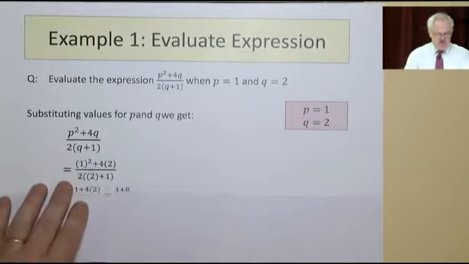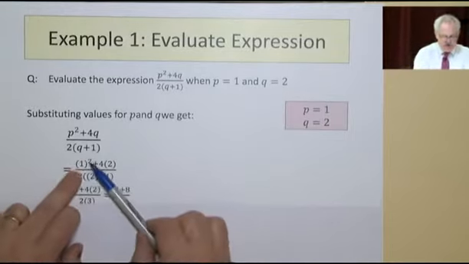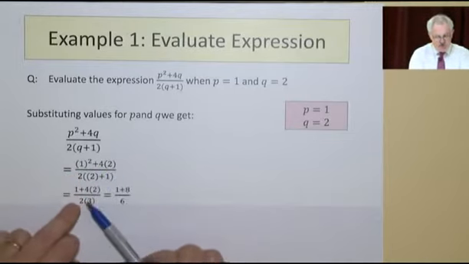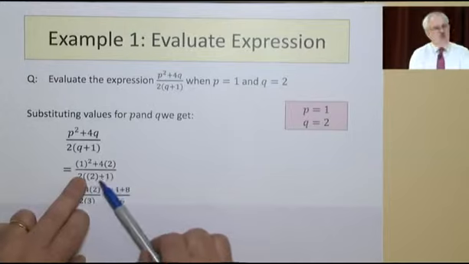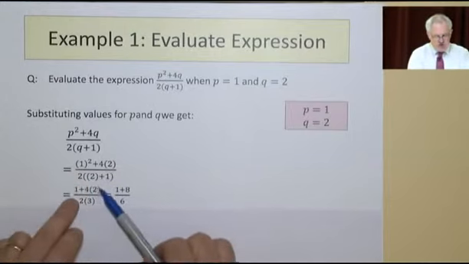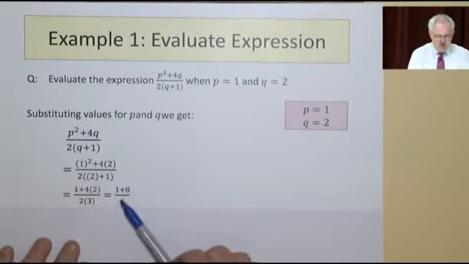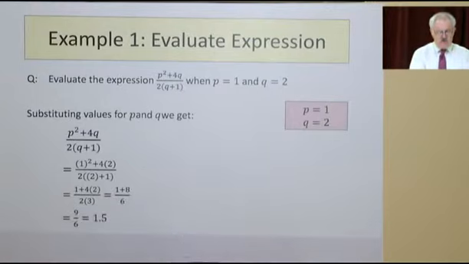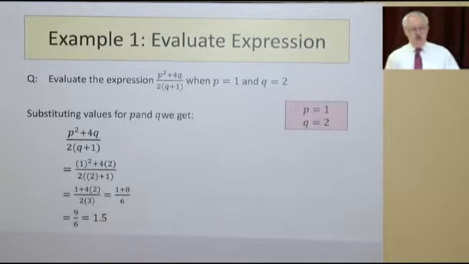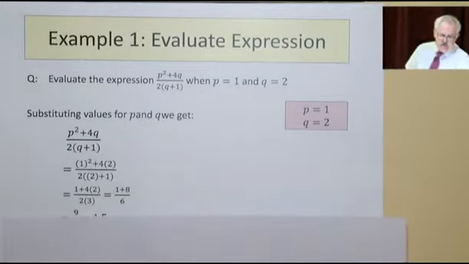Now I follow the rules of mathematics. I'll do the brackets there. 1 squared is 1, 4 times 2, and within the brackets, I have 2 plus 1. So those brackets then become 3, and then 1 plus 4 times 2 is 9 over 6, which is 1.5. So it's really just a process of being very slow, very methodical, and you'll pick up all the marks in that section.